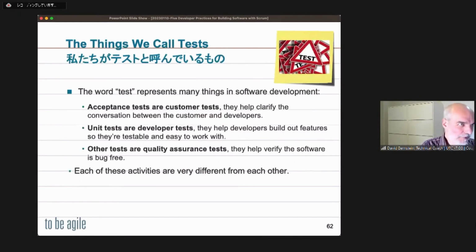So write the tests first. And there are many things that we call tests in software development, so it's a little confusing. There's acceptance tests. I call these customer tests because they're really about getting clear about what the story is supposed to do, what this feature is supposed to do. An acceptance test passes when the feature is complete, so everybody is on the same page with what the feature should do. Unit tests, I call developer tests because we build them hand in hand when we build the code.